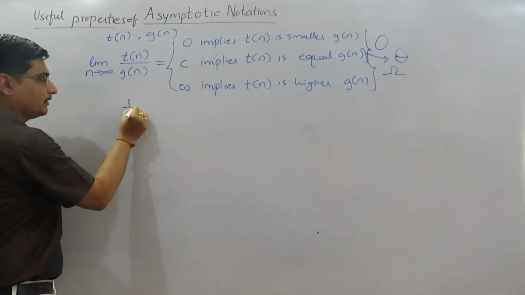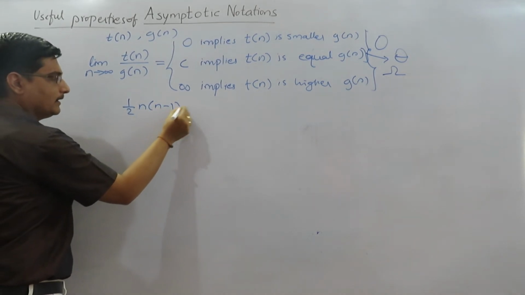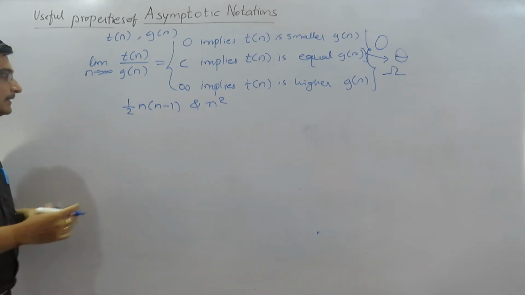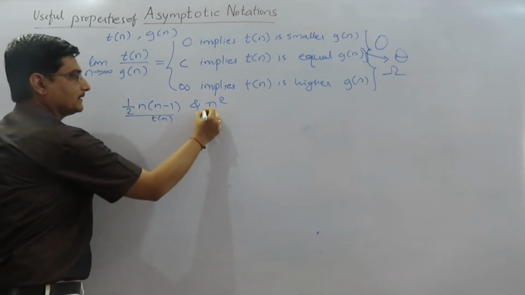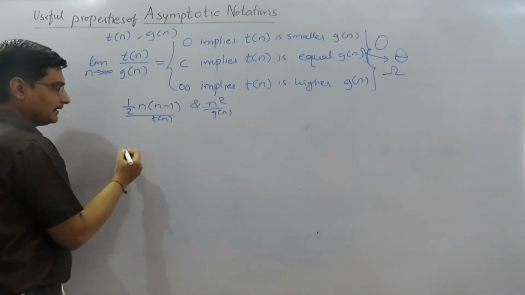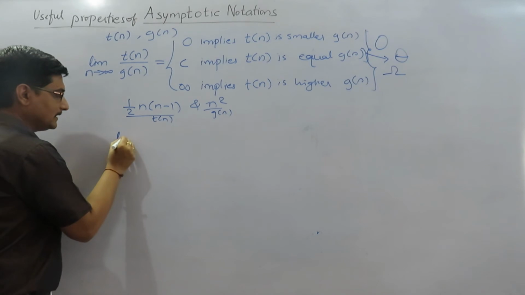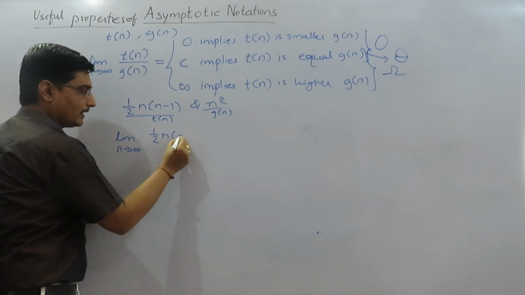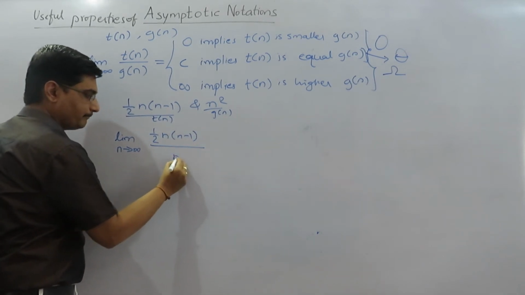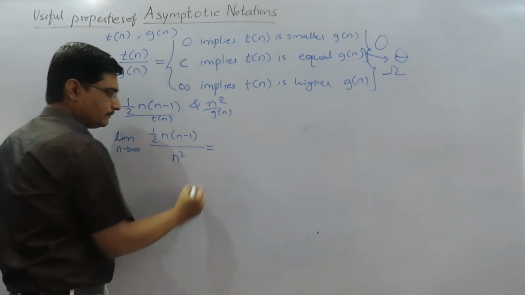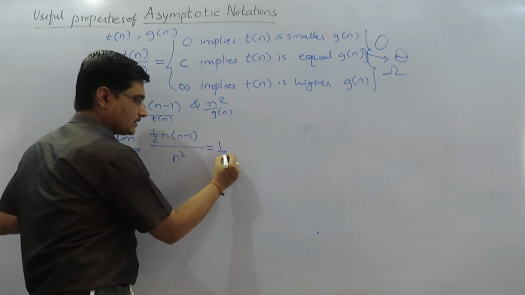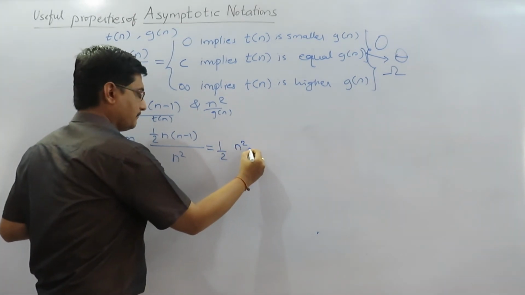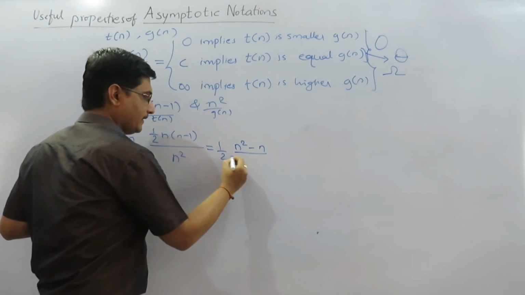We will take one example. Compare the order of growth of 1 by 2 into n into (n minus 1) and n square. Compare the order of growth of these two functions. Say this is T of n and this is G of n. Let us apply the limit for this. As the limit n tends to infinity, 1 by 2 into n into (n minus 1) divided by n square. So 1 by 2 is the constant, we can take it out. Then it is n square minus n divided by n square.